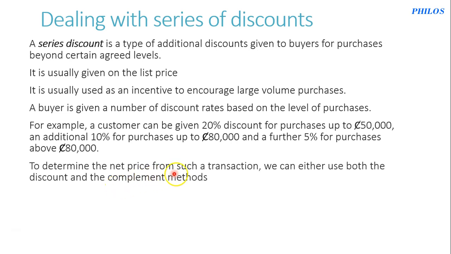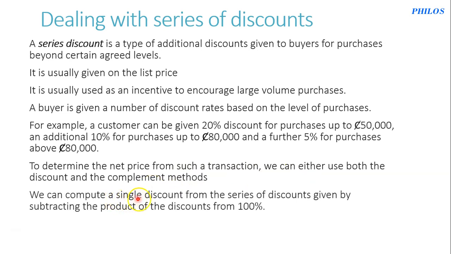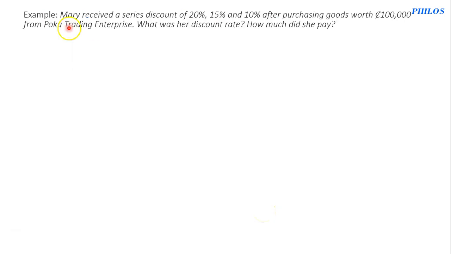Now, to determine the net price from such a transaction, we can either use the discount method or the complement method. We can compute a single discount from the series of discounts given by subtracting the product of the complements from 100. So let's take a question on that so that you understand this note better. Mary received a series discount of 20%, 15%, and 10% after purchasing goods worth 100,000 cedis from Kuku Trading Enterprise. What was her discount rate? How much did she pay?